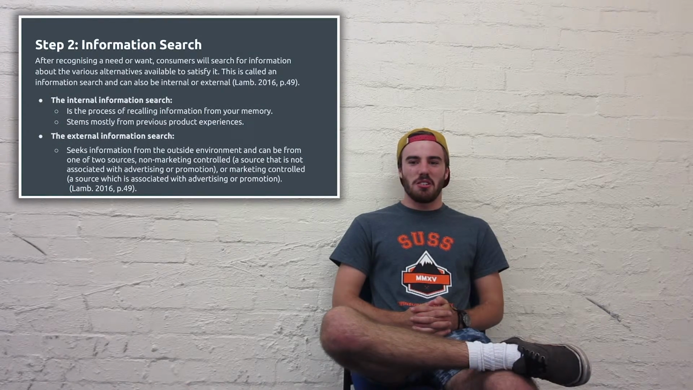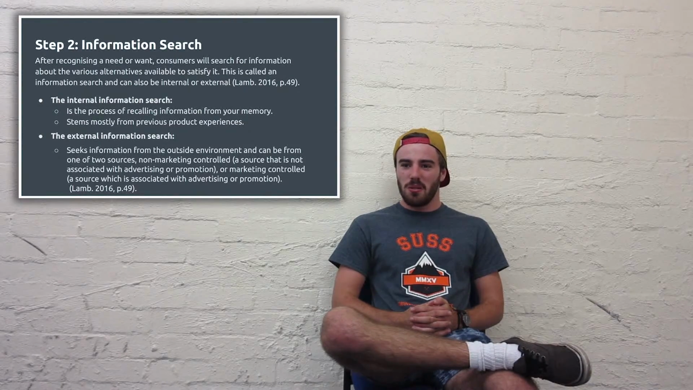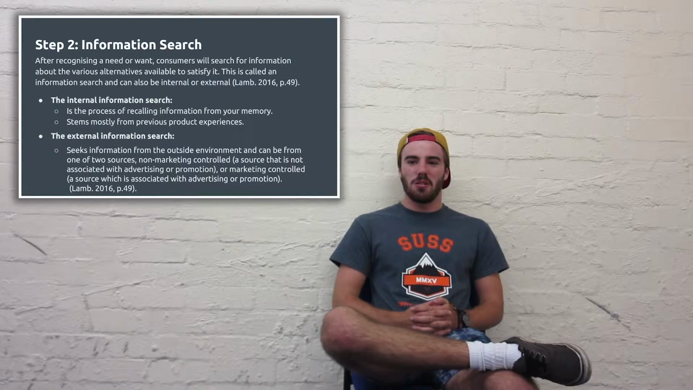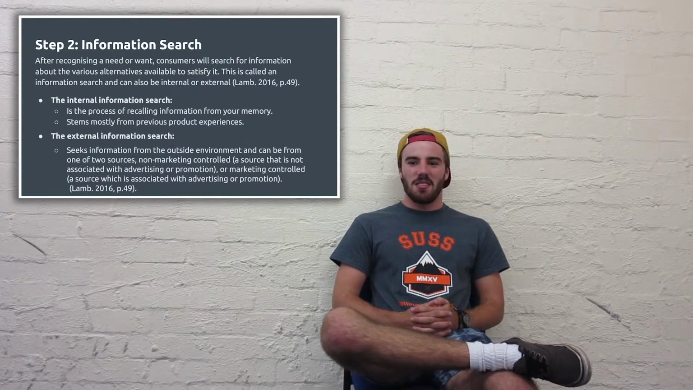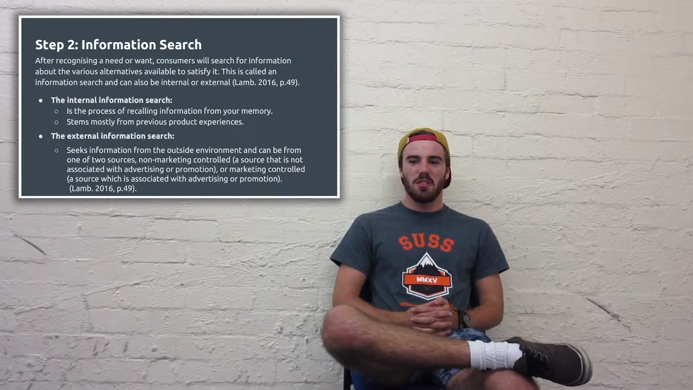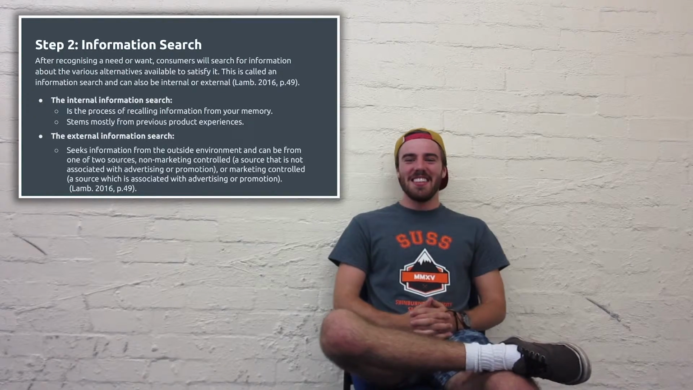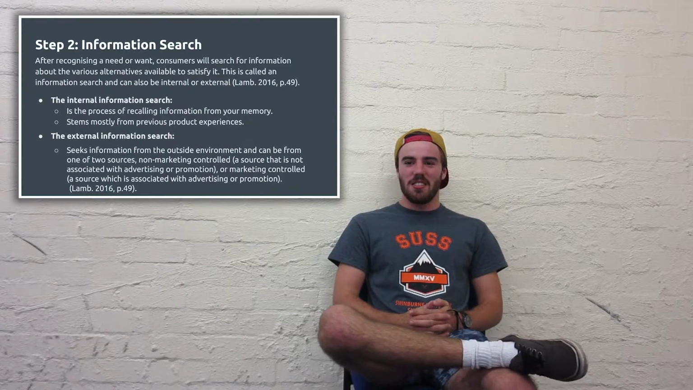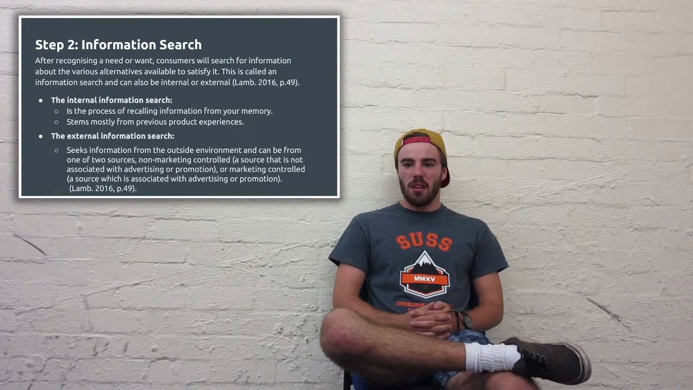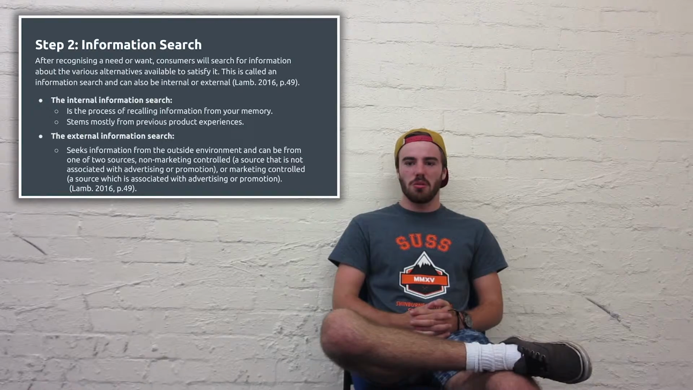The information search. After recognising a need or want, the consumers will search for information about the various alternatives available to satisfy it. This is called an information search and can be also internal or external. The internal information search is the process of recalling information from your memory. This stems mostly from previous product experiences. The external information search seeks information from the outside environment and can be from one of 2 sources.